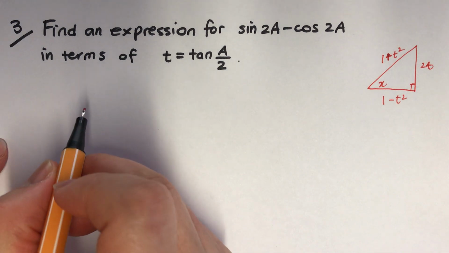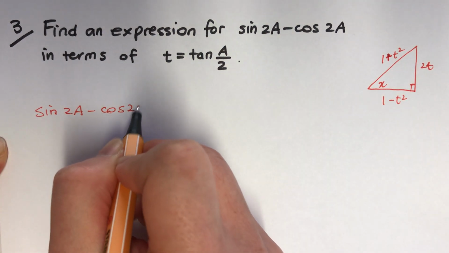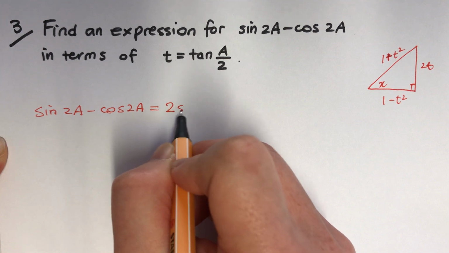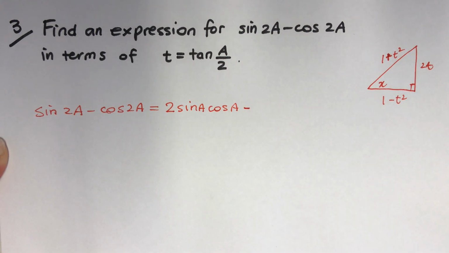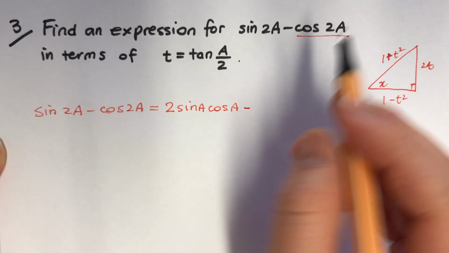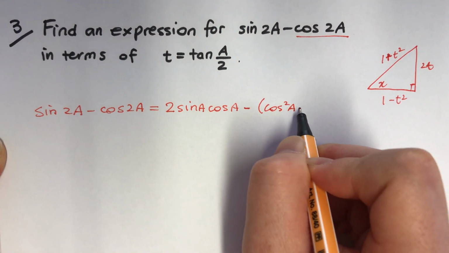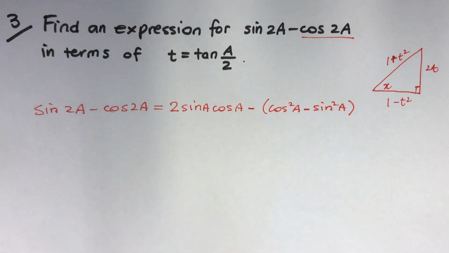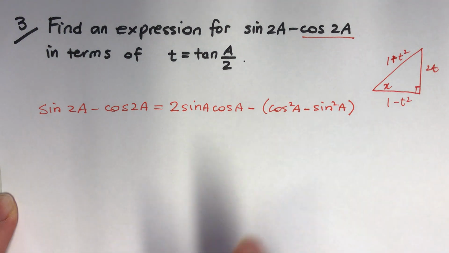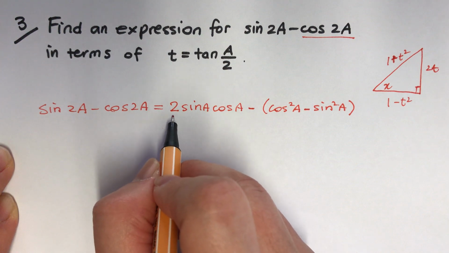Before I start, I'm going to go sin 2A minus cos 2A equals 2 sin A cos A minus, and this can be written as cos squared A minus sin squared A. If you didn't know that, go back and have a look at my other video, and it'll talk about the proving of some of these.